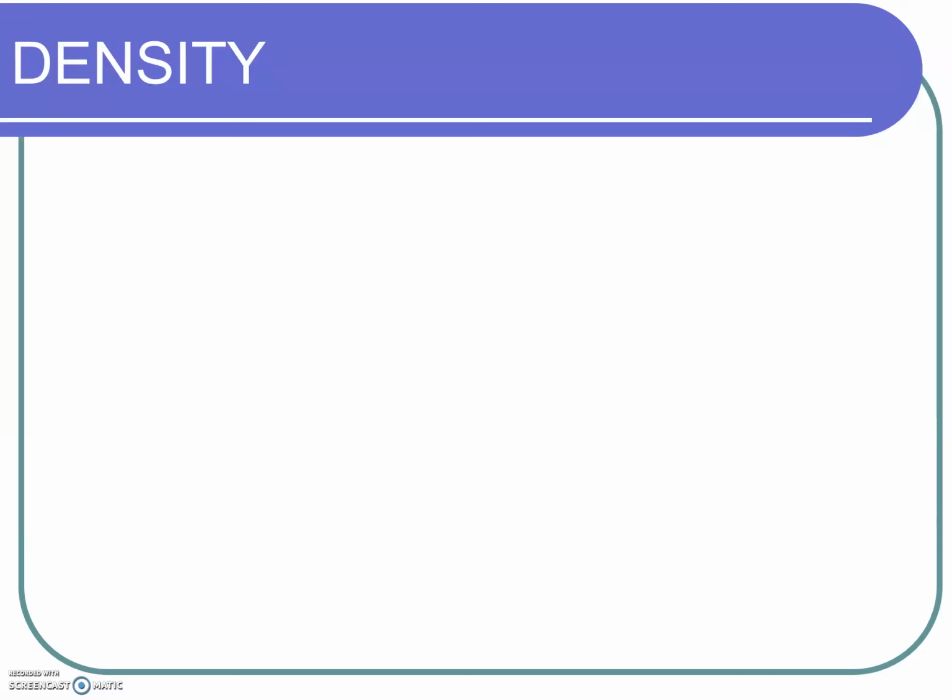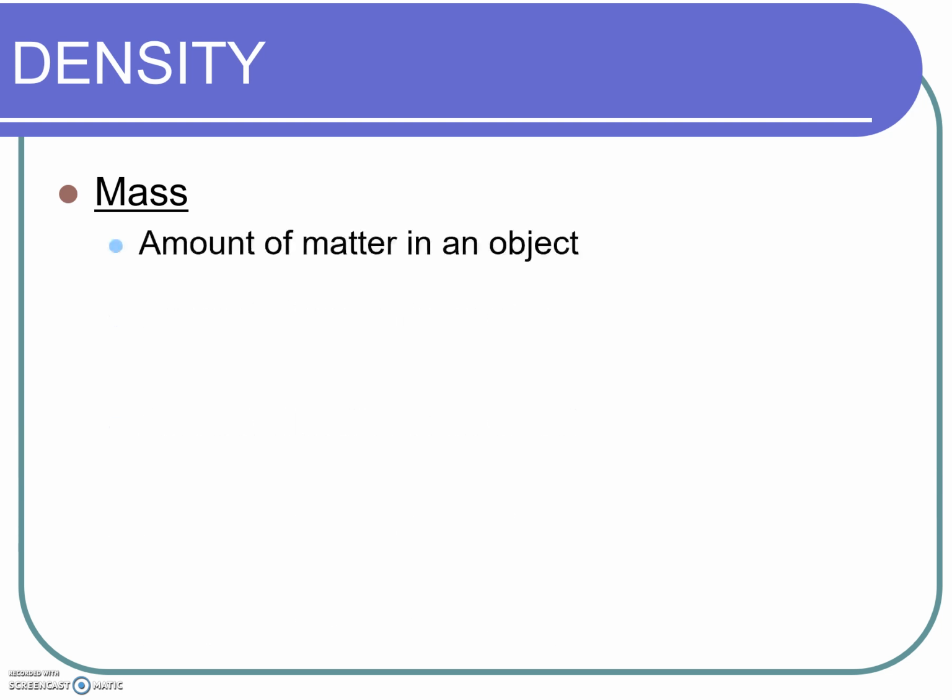In chemistry, we often want to talk about the density of a material. And in order for us to calculate the density of a material, we need to make measurements in lab. The first measurement that we need to make is the mass of the object. Mass is a measure of the amount of matter that's in an object. The more matter we have, the greater our mass is going to be. The units for mass are grams, and in our lab we use an electronic balance to measure mass.